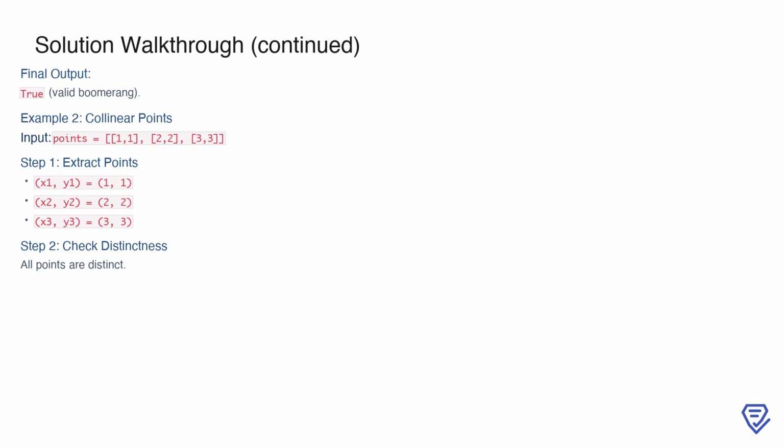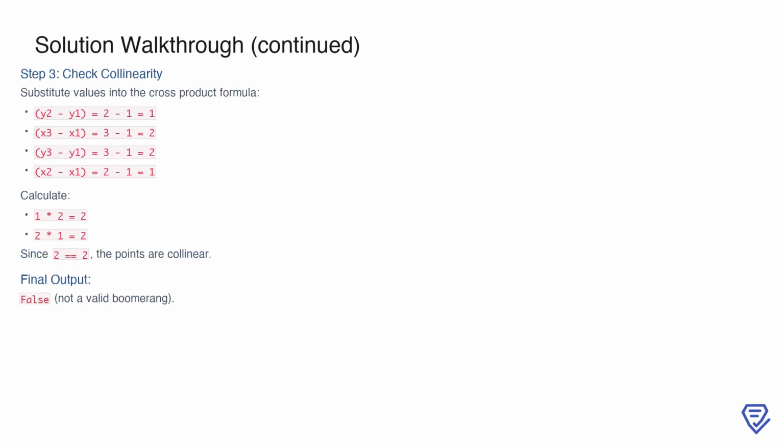The first point is (1, 1), the second point is (2, 2), and the third point is (3, 3). Moving on to the distinctness check, all 3 points are unique, so they pass this first condition. Next, we check if the points are collinear by substituting their coordinates into the cross-product formula.